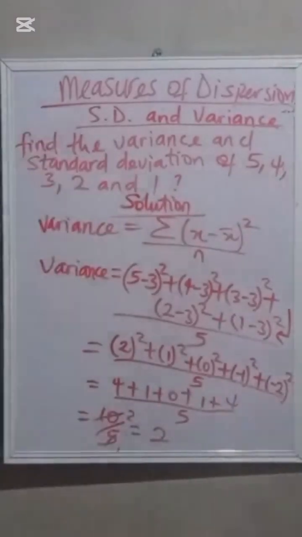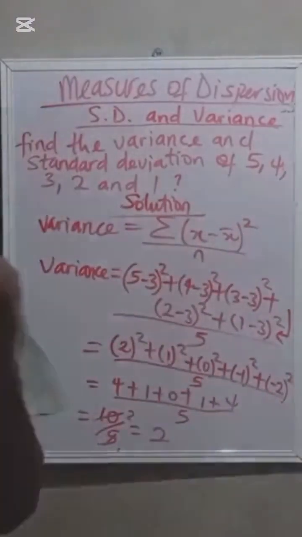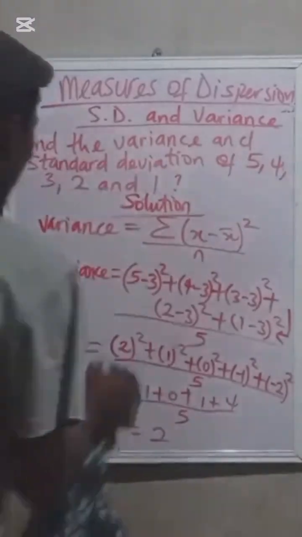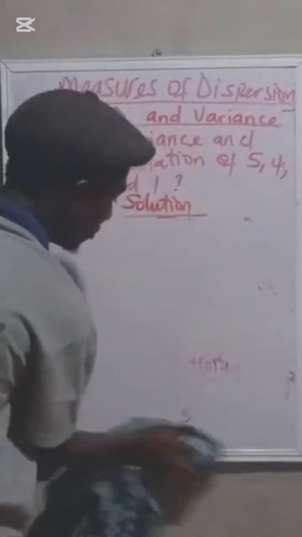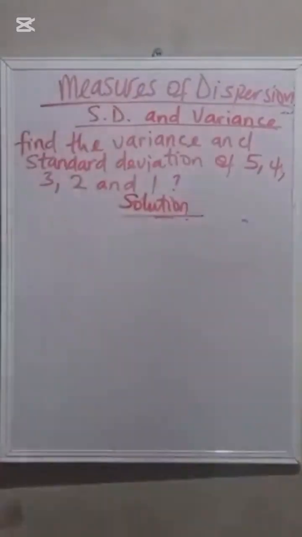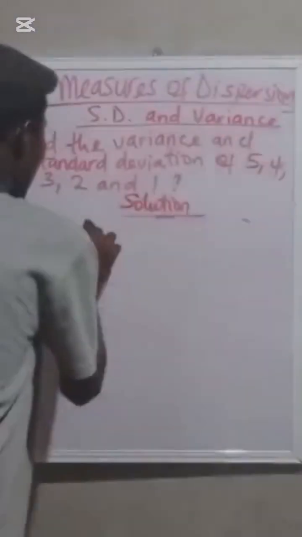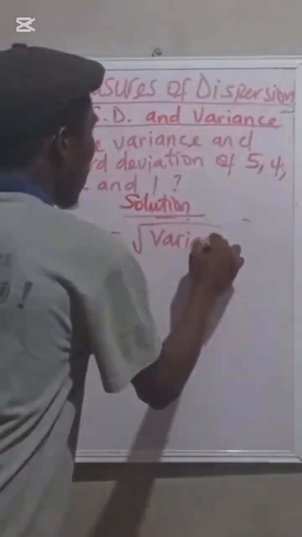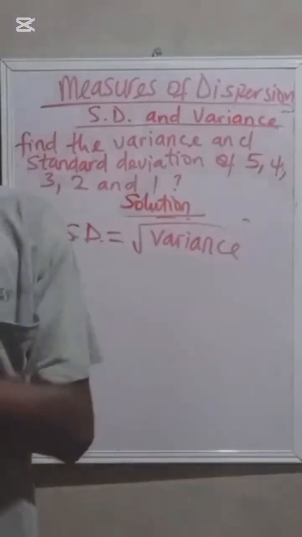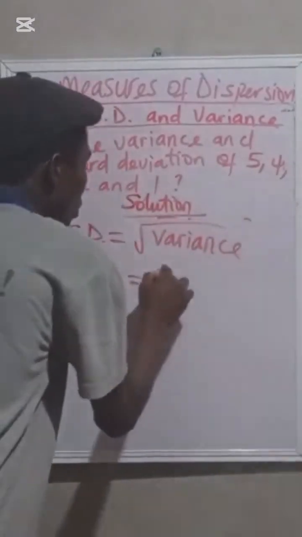So our variance equals 2. Now recall that when we were solving before, we said that our standard deviation is equal to the square root of the variance. That means our SD, standard deviation, equals the square root of variance. We got our variance to be 2. So therefore, your standard deviation equals the square root of 2.